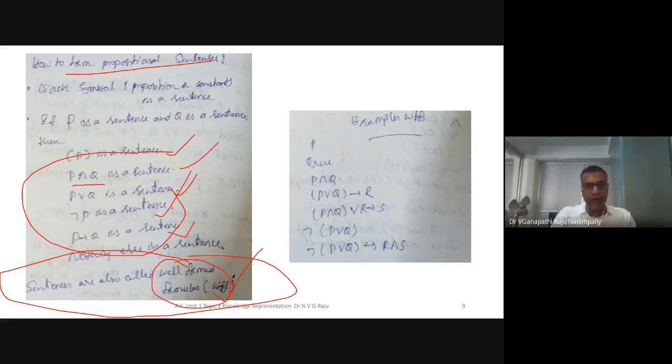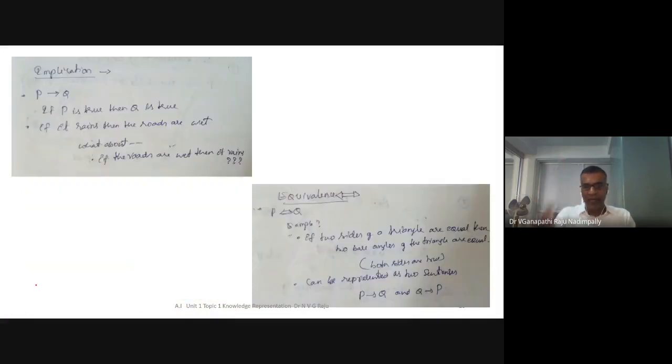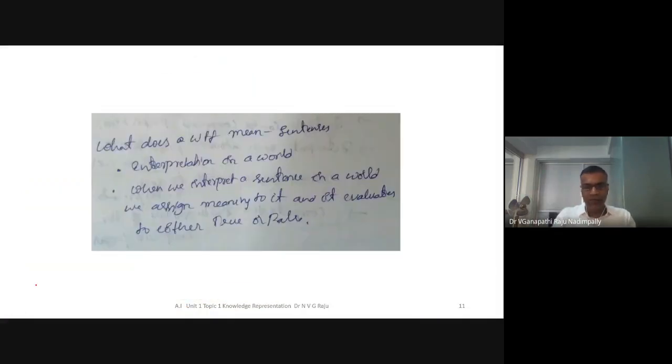Now, all these sentences we have represented like this. P, it can be true. It can be P and Q. It can be P or Q implies R. All these are sentences. Will you agree? Now, nothing is left to discuss. We already know how to represent knowledge. Now, let me get into this example.